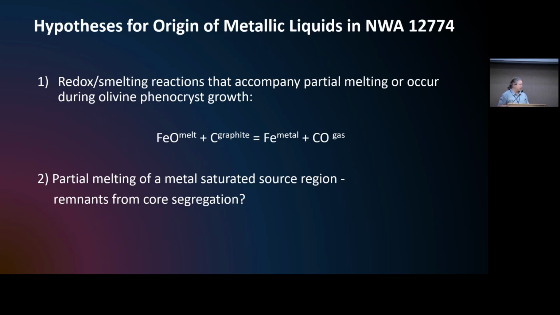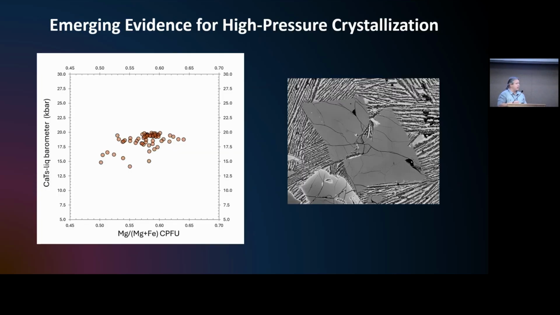The other potential hypothesis is that this just represents the partial melting of a metal saturated mantle region in the Angrite parent body. So it's not processed, it's just sampled a region that had residual metal in it. That's also possible. And there are a few ways we can discern between these two possibilities.